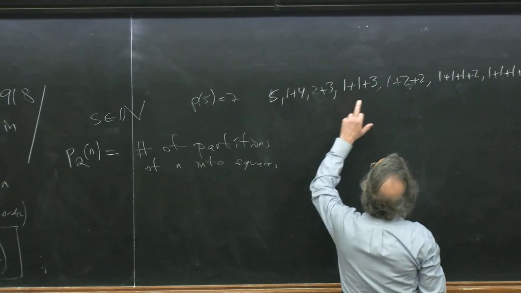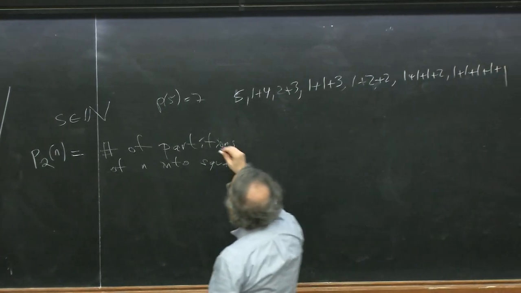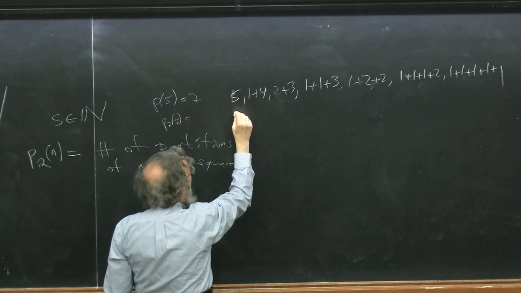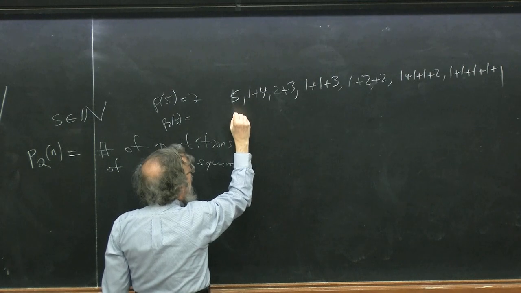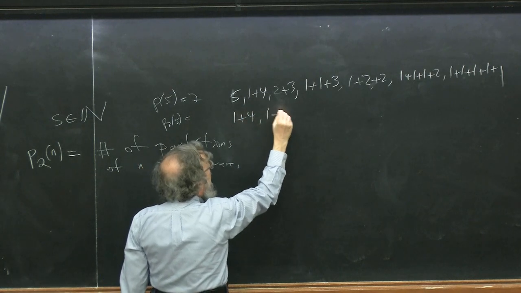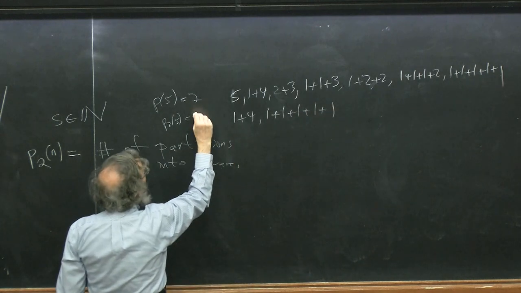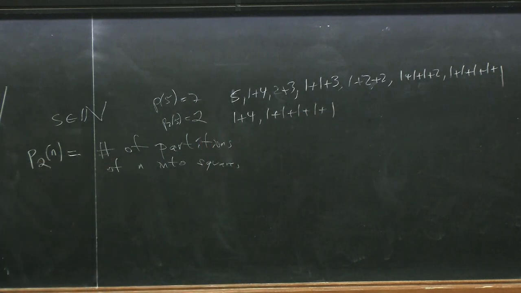So 1, 2, 3, 4, 5, 6, 7. But if I look at P2 of 5, then since the only squares less than 5 are 4 and 1, either it's 1 plus 4, or it's 1 plus 1 plus 1 plus 1 plus 1. So there are many fewer of them. P2 of 5 is only 2. And the question is, of course, how does P2 of n behave when n is large?